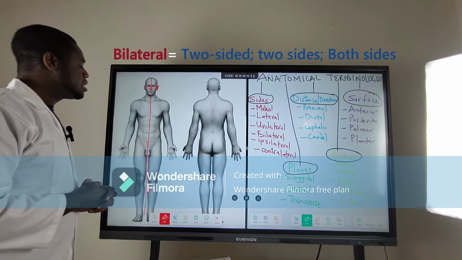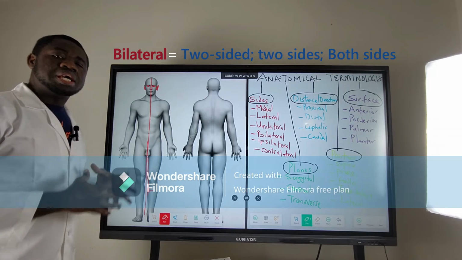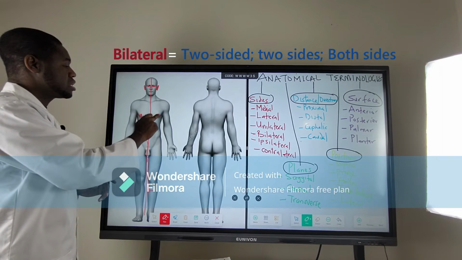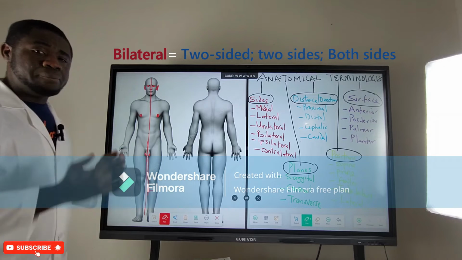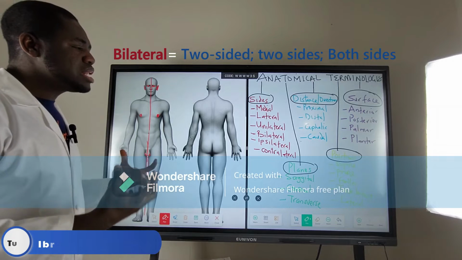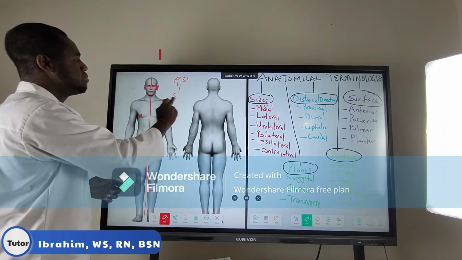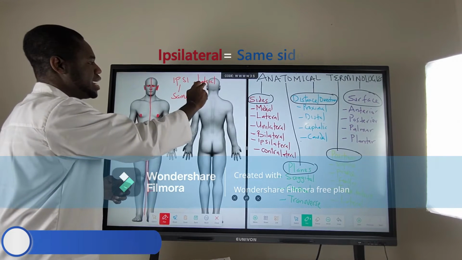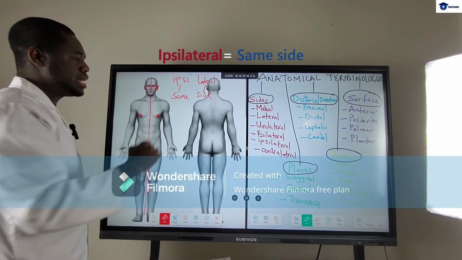If I say that the man is having nipple discharge from bilateral breasts, that is, both the breasts are discharging. So bilateral means both sides. Now let's talk about ipsilateral. The word ipsi means same, and lateral means side. So this means same side.